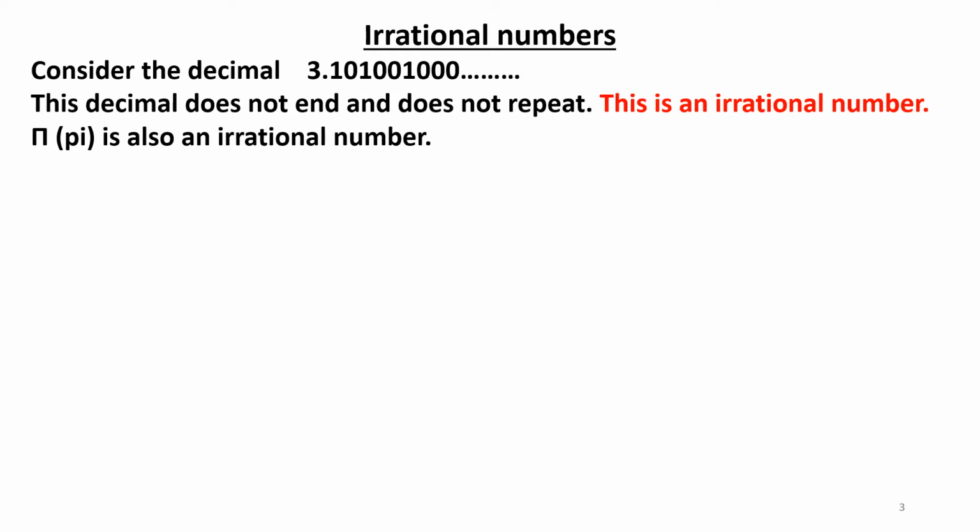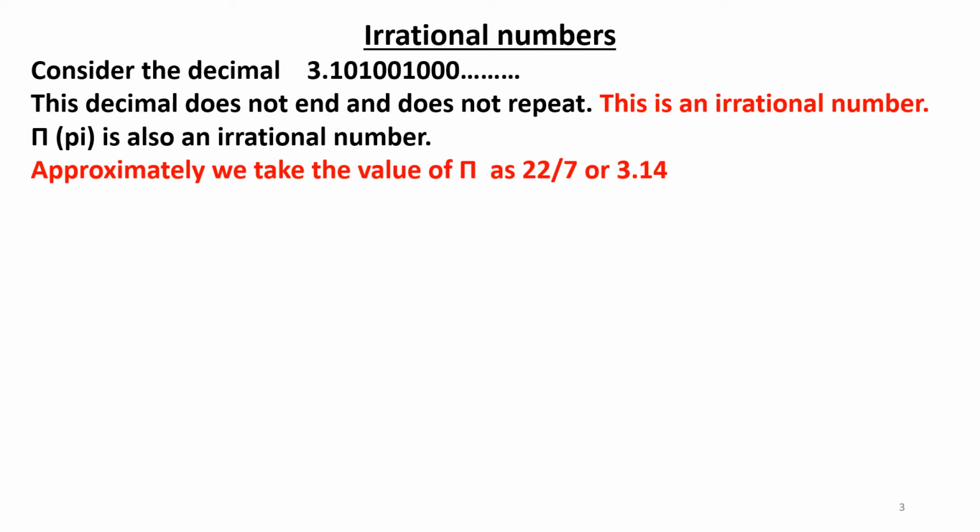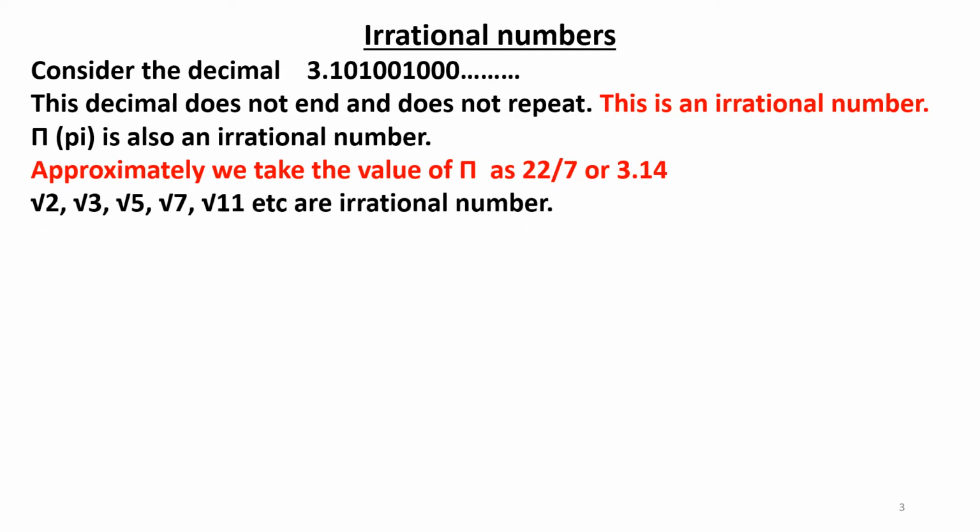And already we have seen pi. Whenever circle is coming, pi will come. Pi is also an irrational number. Approximately, we take the value of pi as 22 by 7 or 3.14. Both are approximate values because pi is an irrational number. Exact value we don't know. See these root 2, root 3, root 5, root 7, root 11, all are irrational numbers.